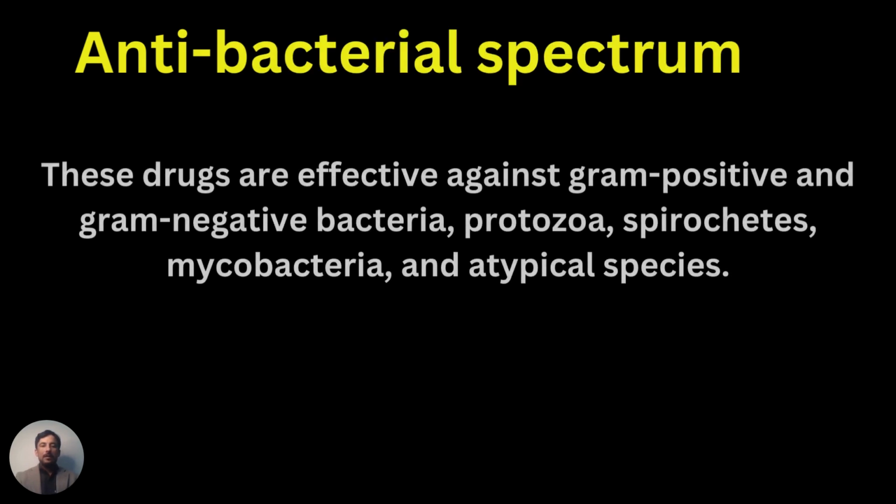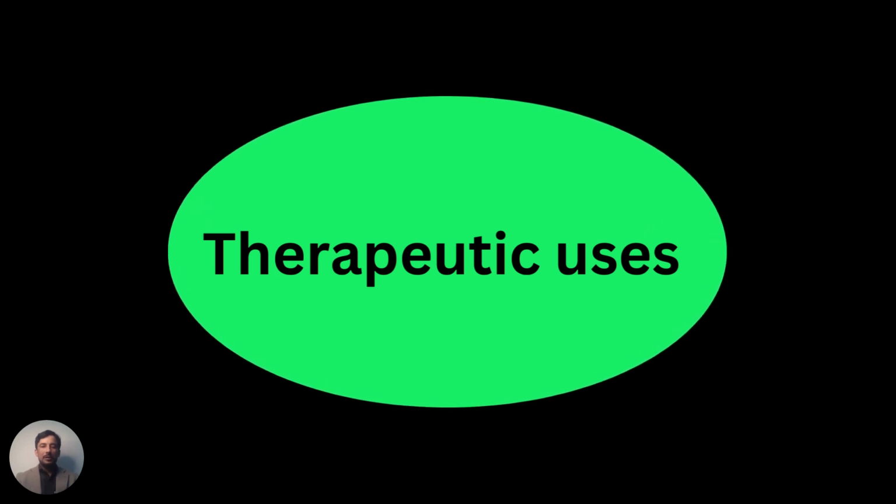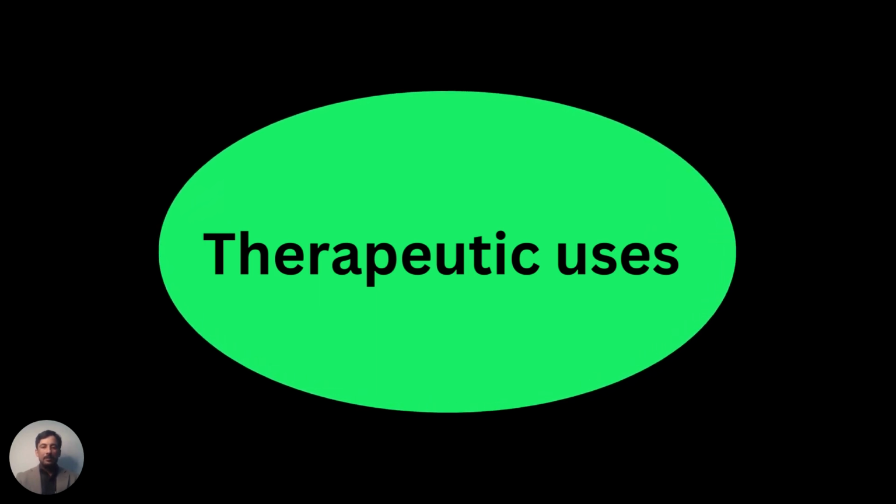Now, coming towards the antibacterial spectrum of tetracyclines, these drugs are effective against gram-positive and gram-negative bacteria, protozoa, spirochetes, mycobacteria, and atypical species. These are some of the species against which these drugs are effective. Now, what are the therapeutic uses of tetracyclines?